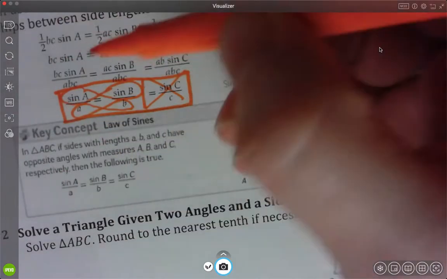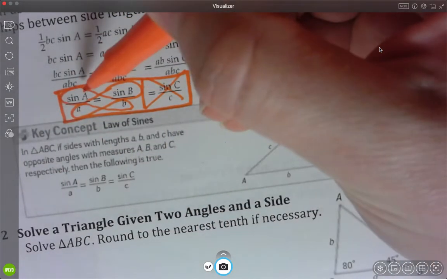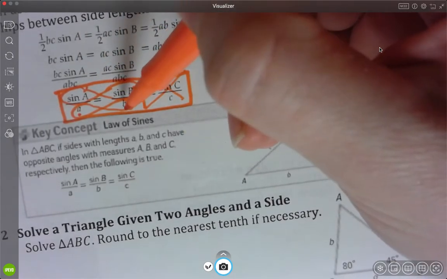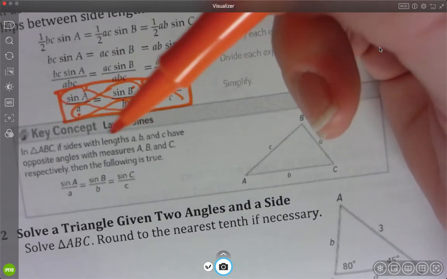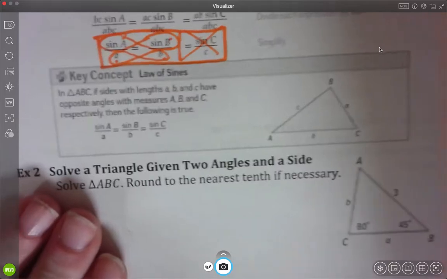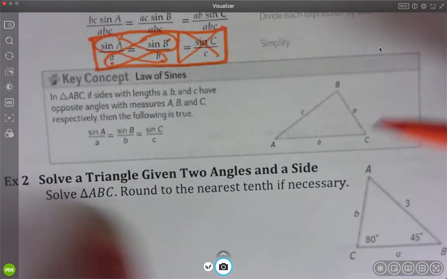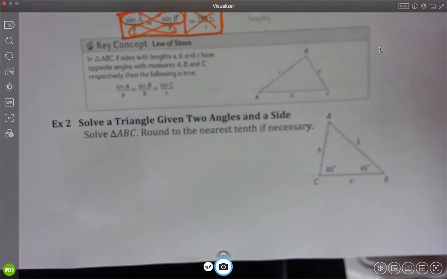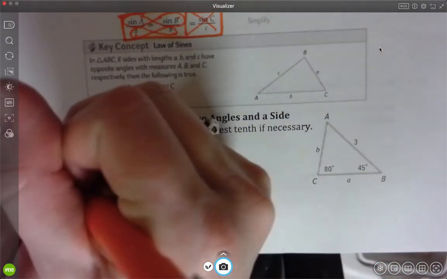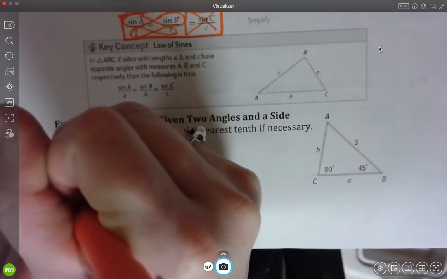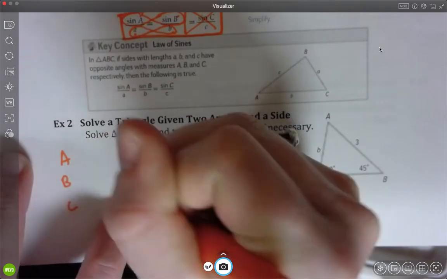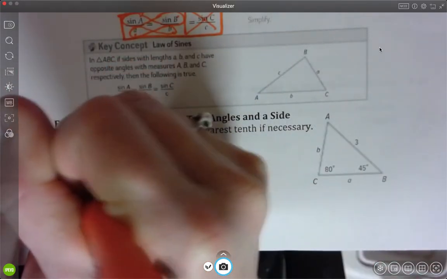Really what this is saying is whatever your angle is, the side that's opposite goes below it. Whatever your angle is here, the side that's opposite goes below it. So they want us to use this formula to solve triangle ABC. What that means is that you find everything that you don't already have. So I need angle A, angle B, angle C, and side A, side B, side C. Those are things that I need to have labeled.